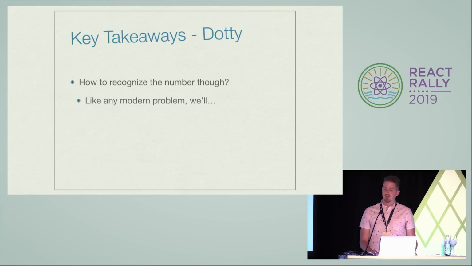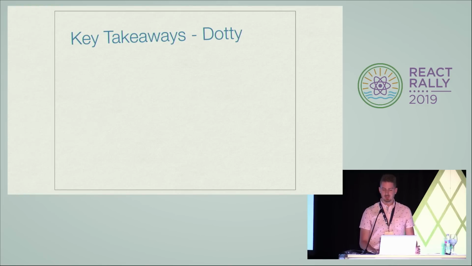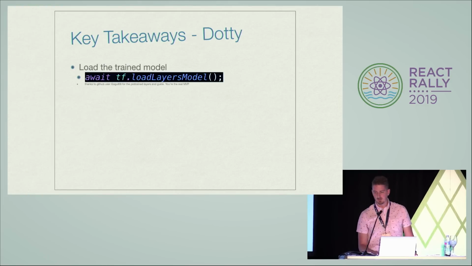The next part, though, is how are we going to recognize the number? Fortunately, just like any modern solution in any tech company, we're going to use machine learning, right? Why not? It solves everything. I know some of you were thinking blockchain, but that's the other one. So we're going to use some TensorFlow, and we're going to use a model that was already trained to recognize numbers from pictures. Let's talk a little bit about what the TensorFlow model or API looks like.